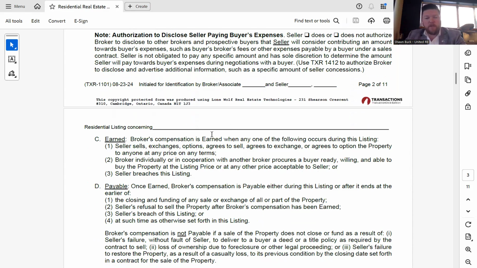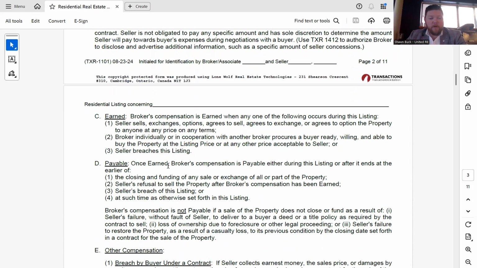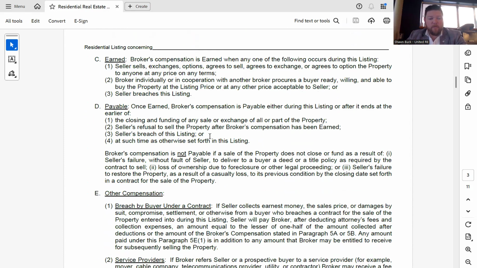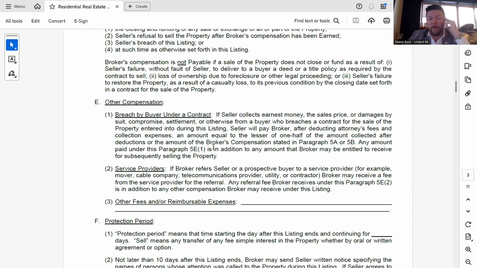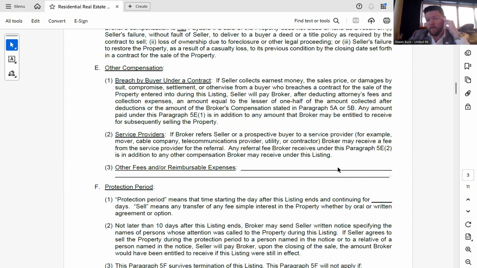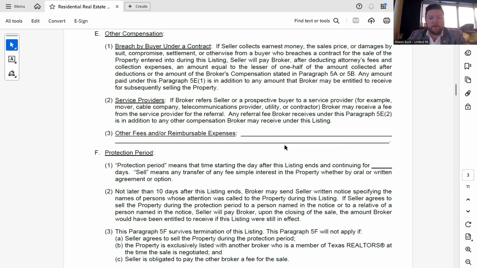C, broker compensation is earned. Talk specifically about what those are. Once it's paid, there's payable fees. Other compensation, breach of contract, service providers, any other fees. So if there's a termination clause for all services rendered, they place for this.